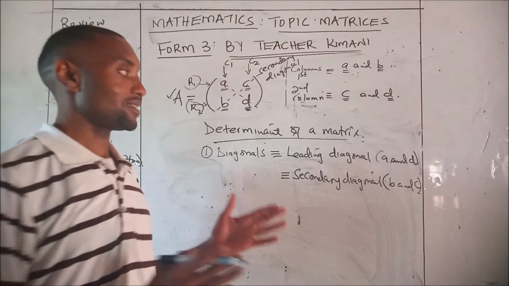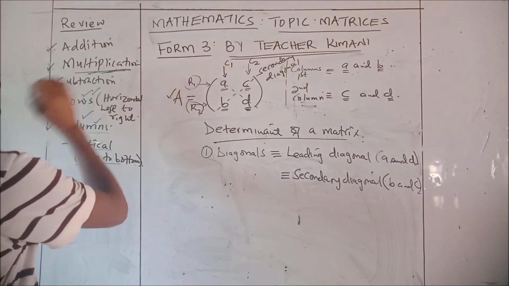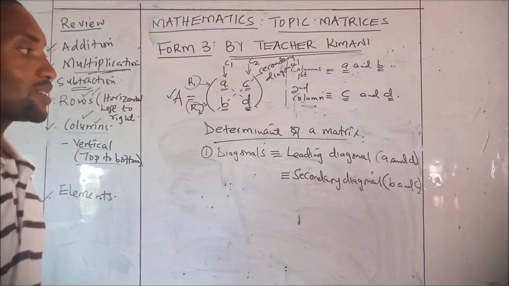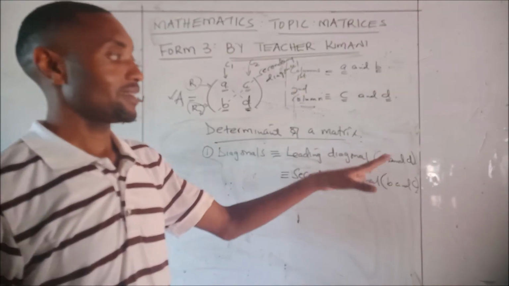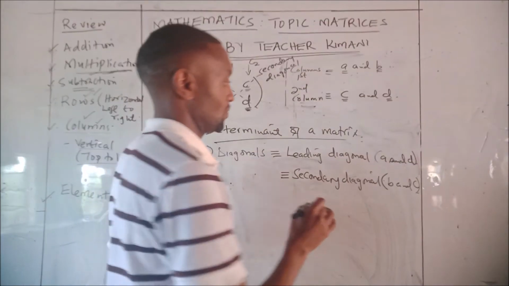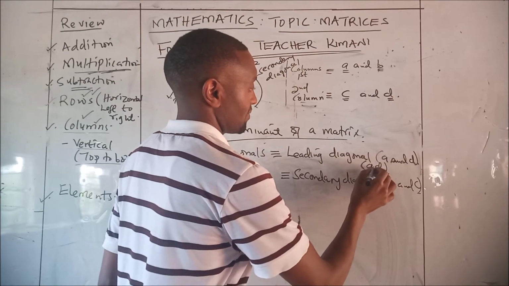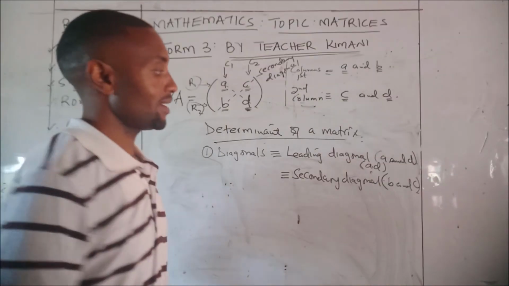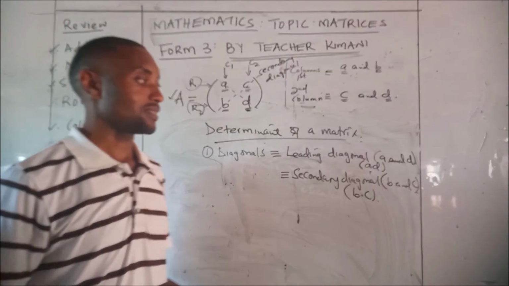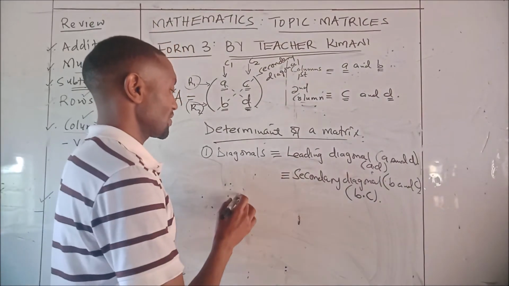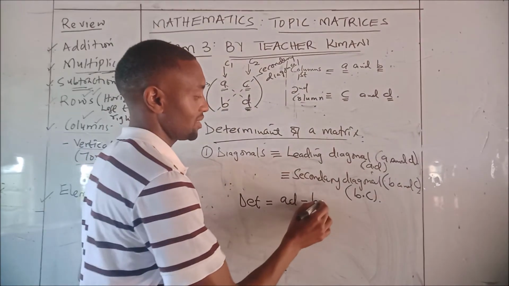What's very interesting with this is that it takes us back to multiplication and also subtraction. So look at those elements in both of these diagonals. We have A and D. So we multiply the two. We will have here A multiplied by D. Then we will have here B multiplied by C. And what do we do to these ones? We subtract the two. So the determinant will be AD minus BC.